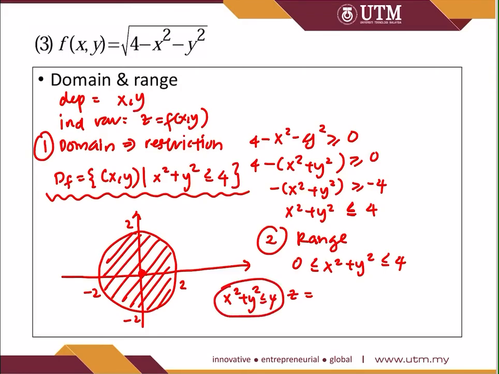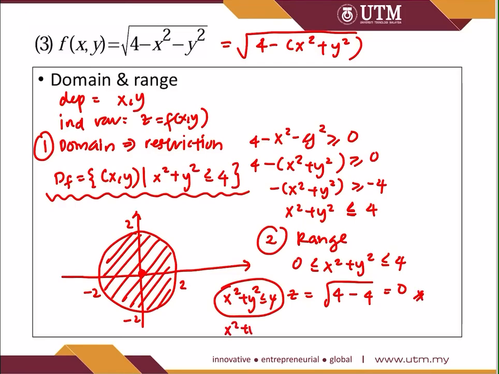For this case, we know that z, we can write it as the square root of 4 minus (x squared plus y squared), to make it easier for us. So 4 minus 4 will be 0. That is the value for the minimum point of z. If we take x squared plus y squared, the minimum point is 0. So for this case, z is equal to the square root of 4 minus 0, so it will be the square root of 4, which is 2.